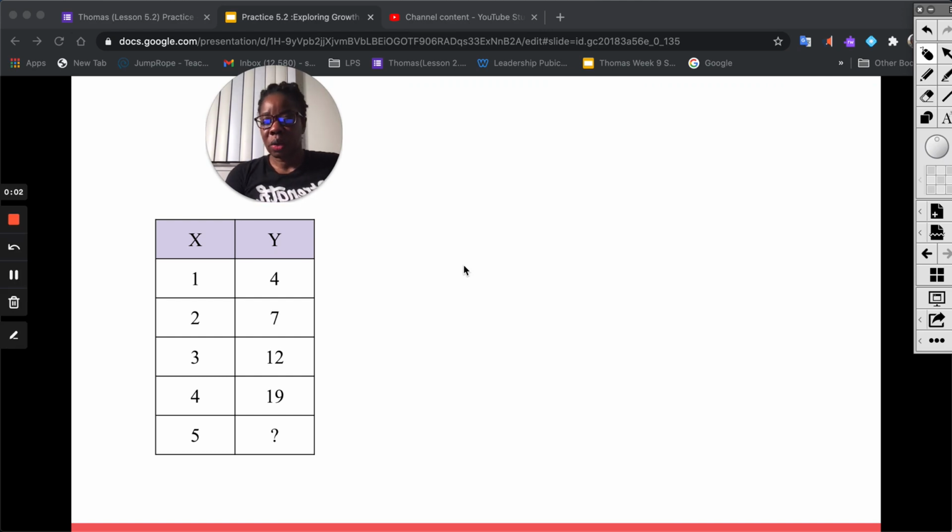All right, so similar to our other questions, we're trying to find out what kind of growth pattern is shown in the table. Is it linear, exponential, or quadratic? And also, we're asked to find the missing value in the table.